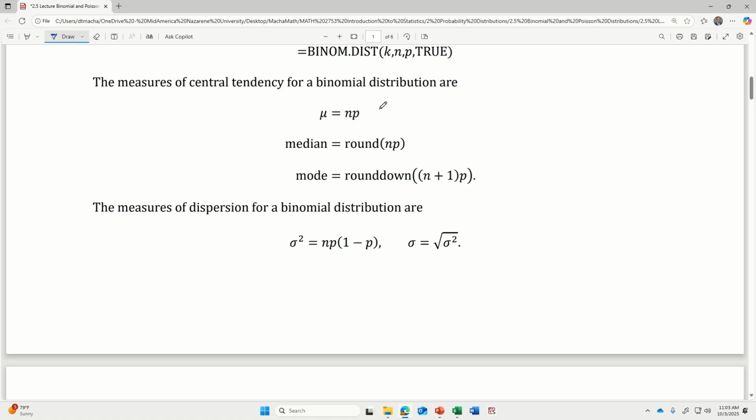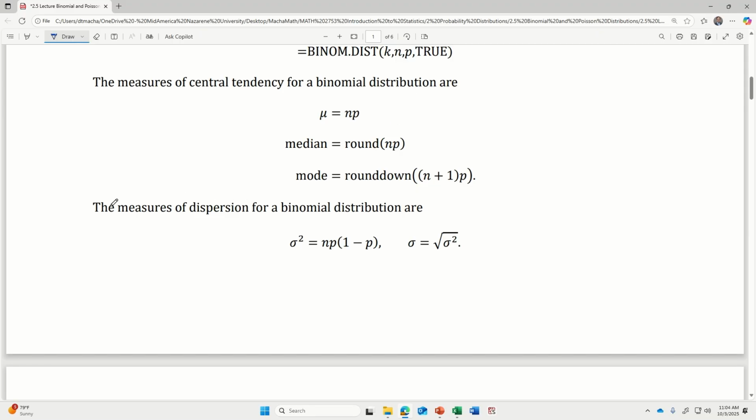The measures of central tendency, and by that I'm talking about the distribution mean, the distribution median, the distribution mode, are these. You can find the mean by multiplying the number of attempts times the probability of success. And hopefully that makes sense. If I attempt 10 free throws and my probability of success is 0.5, then I expect to make 5 out of 10 free throws. That's what I calculate. The median is the same thing, but we round down, or round in general, just round to the nearest number. The mode is what I get if I do n plus 1 times p and then round down. That should have the highest probability of any particular outcome.